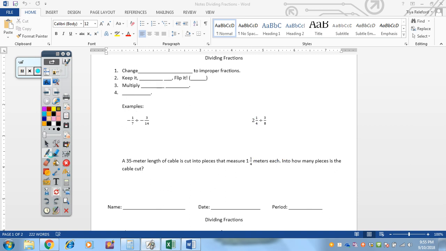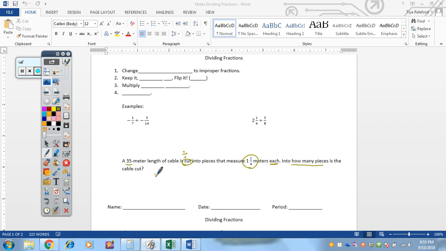All right. Let's do this word problem. A 35-meter length of cable is cut, there's your keyword, it almost always means divide, into pieces that measure 1 1/4 meters each. Into how many pieces is the cable cut? So if you're cutting something up, you're dividing it.